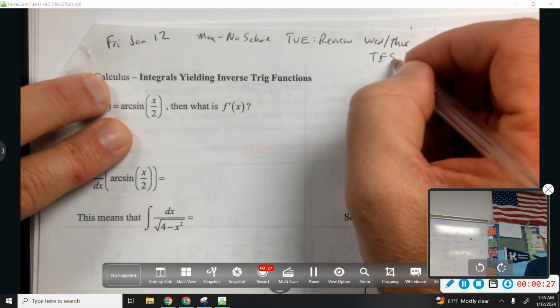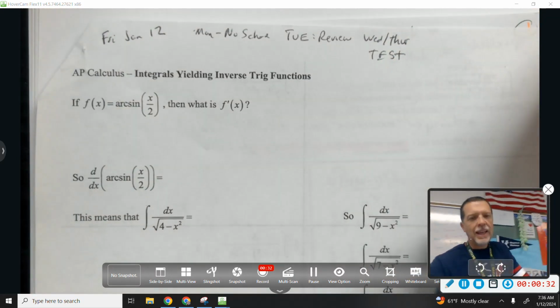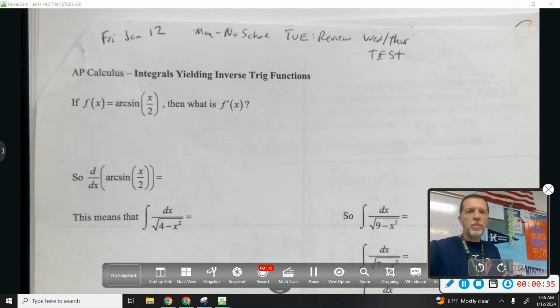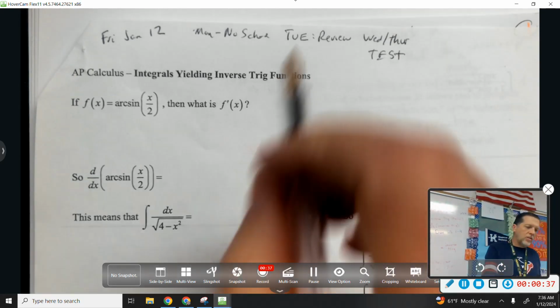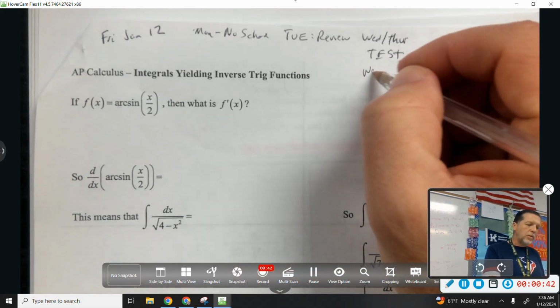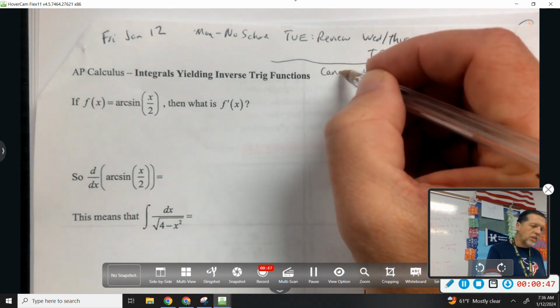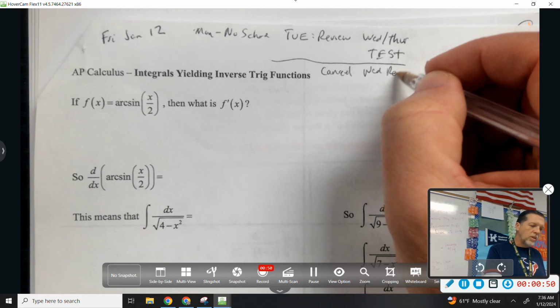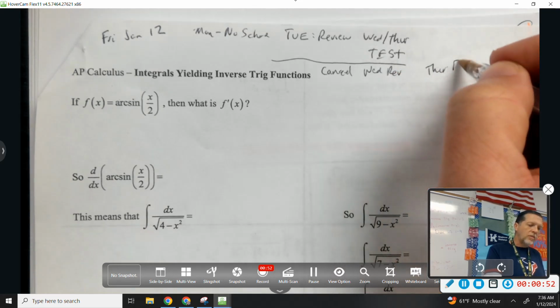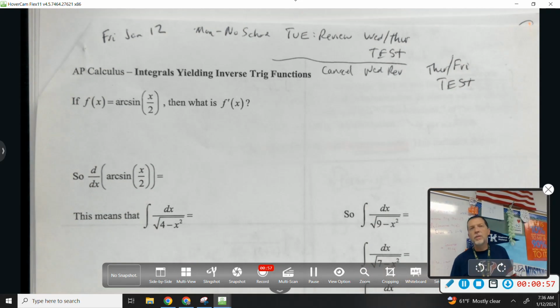It's a 2-part test. That's the current plan. If something crazy happens weather-wise and school's canceled on Tuesday, then Wednesday would be review. So this is the alternate plan. If it gets canceled, then Wednesday would be review, and then Thursday, Friday would be the test. And then I'd have to figure out what we do after that. So there's the plan either way, school or no school on Tuesday.